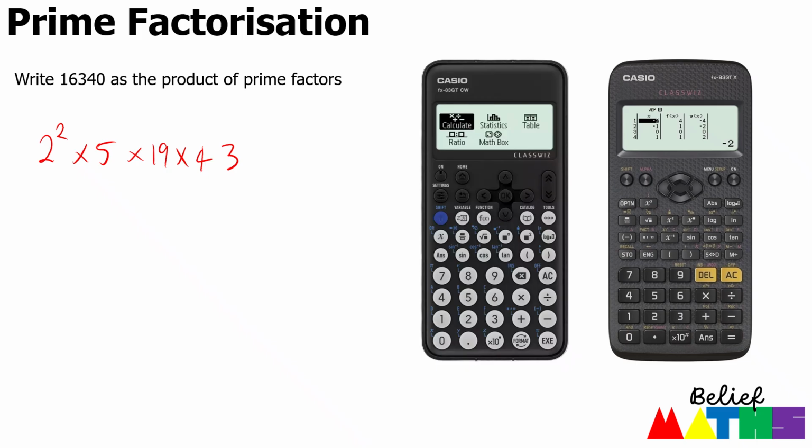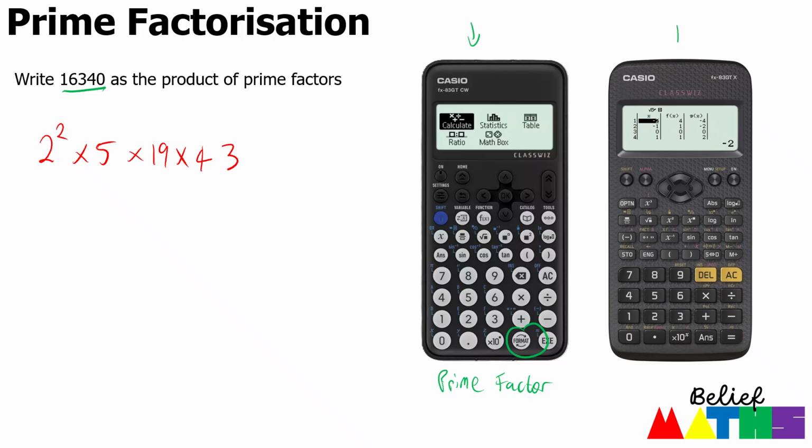Now how you do that is on your calculator, you put the number in, so 16345, and then press equals or exe, so it becomes your answer. On this left hand model, you just go to format and then find prime factor, and that will give you the answer you need.